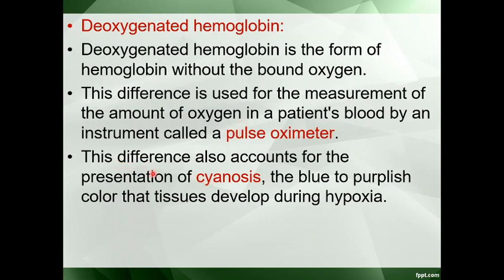The difference also accounts for the presentation of cyanosis. Cyanosis is developed during tissue hypoxia, that is, oxygen is not present. Oxygen saturation is less, and in this condition the skin takes a blue to purplish color. If you see the palm of some patients, you can note the color change, and this is basically due to the oxygen deficiency.